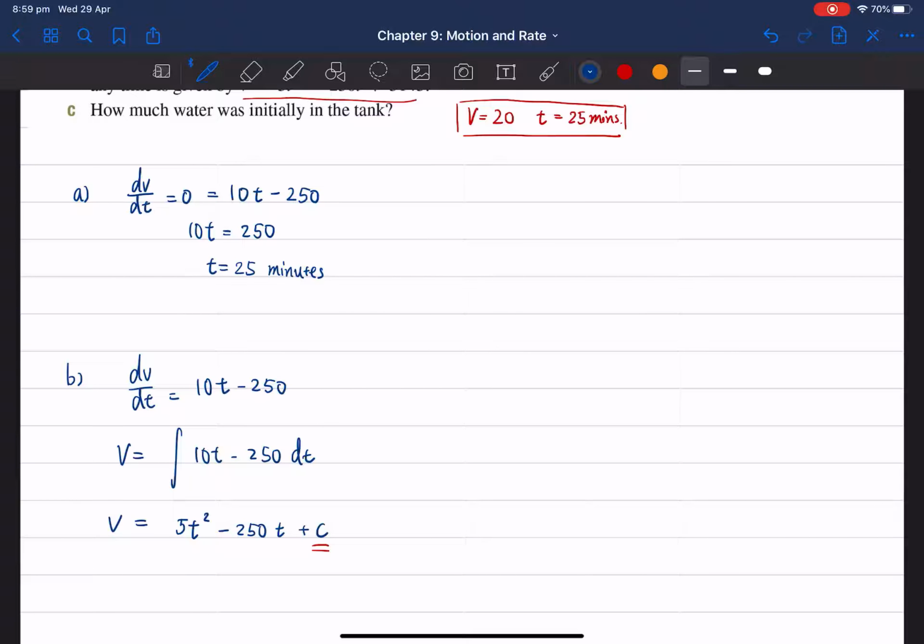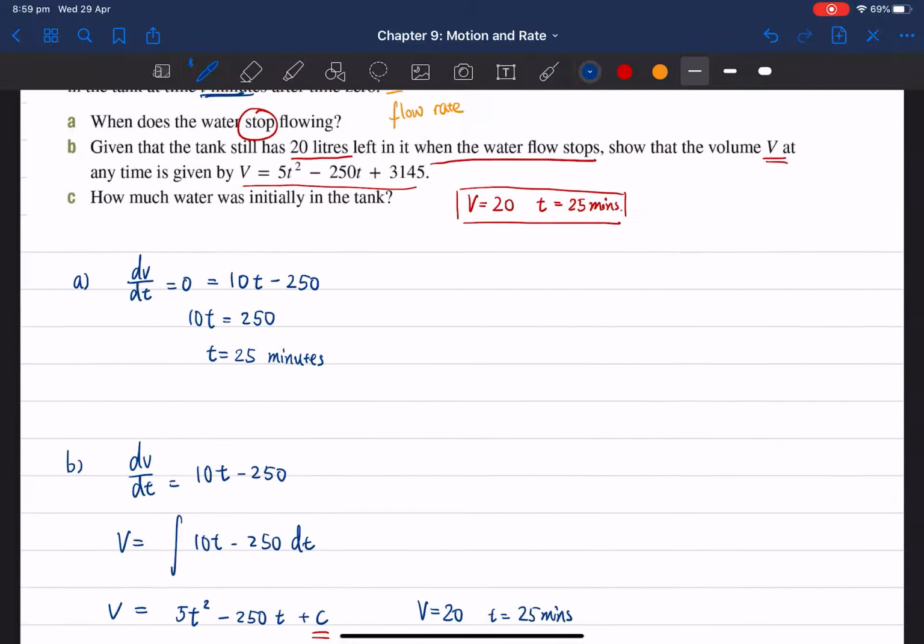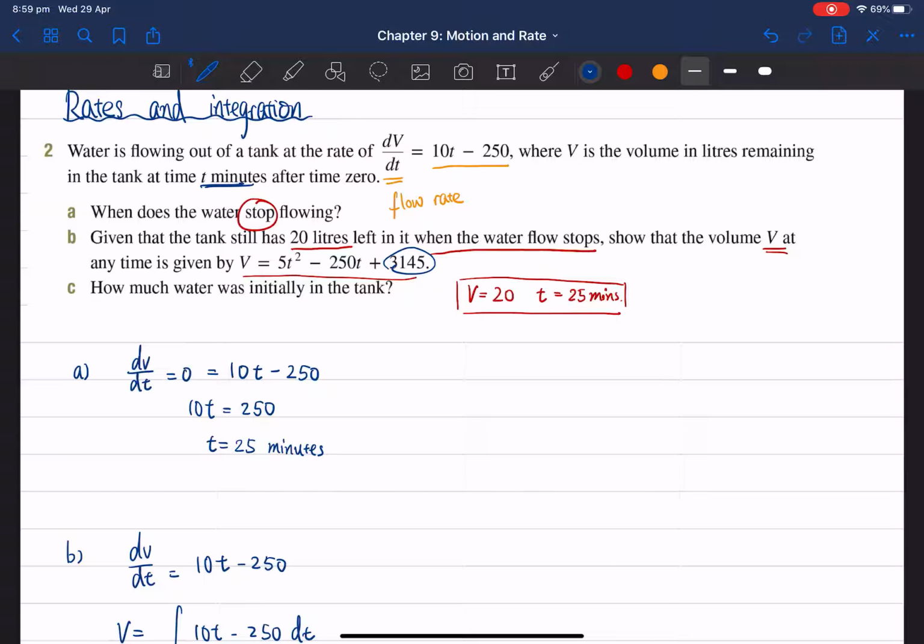We know V is equal to 20 when t equals 25 minutes. So what we need to do now is just a substitution. 20 is equal to 5 times 25 squared minus 250 times 25 plus c. If we use a calculator to work out the answer, the answer we get here is 3,145. Let's have a look at the number here. Yes, that's the correct answer. So V is equal to 5t squared minus 250t plus 3,145.